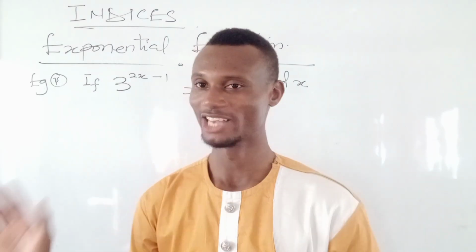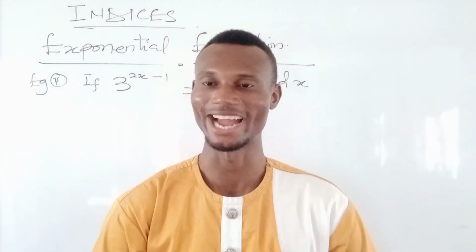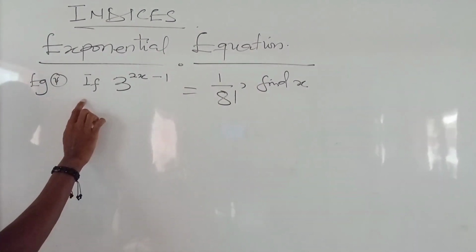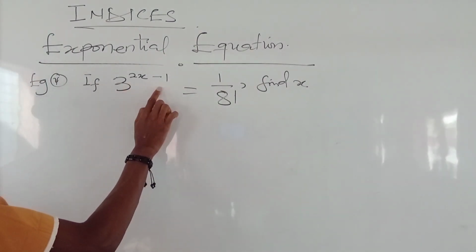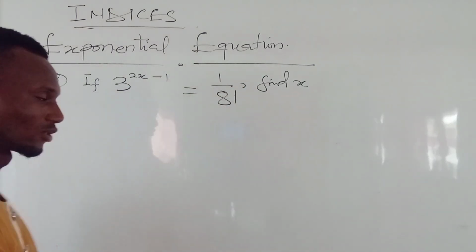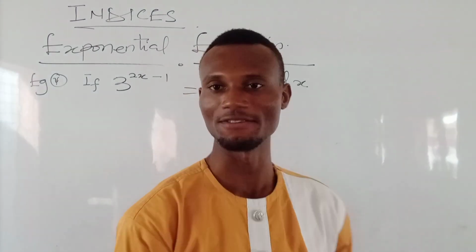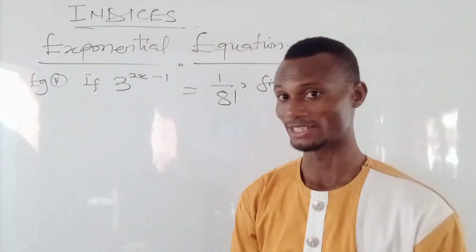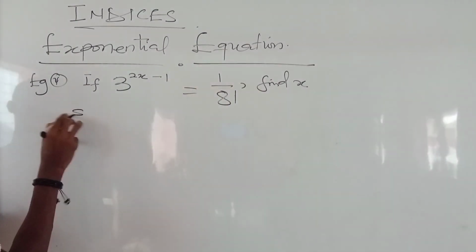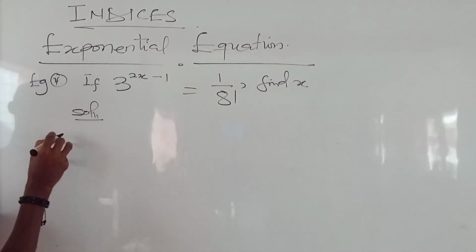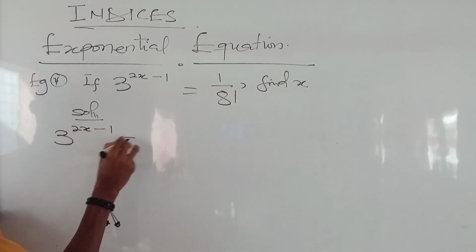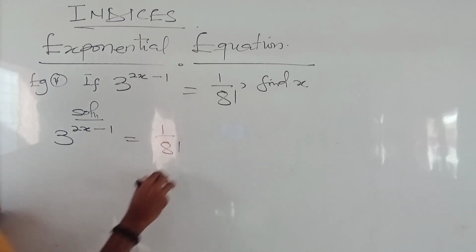Let's go ahead and solve the example 4 that I have on the board. The example 4 says that if 3 to the power 2s minus 1 equals 1 over 81, find s. So we have to solve for the value of s in this equation. Let's go ahead and do it together. Let me write my solution here. So I have 3 to the power 2s minus 1 equals 1 over 81.